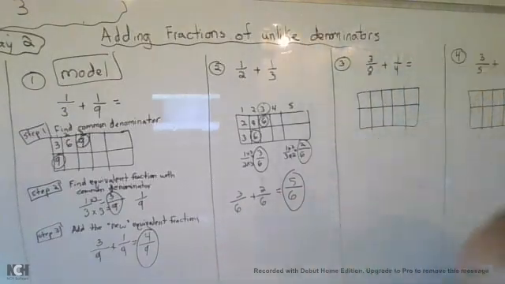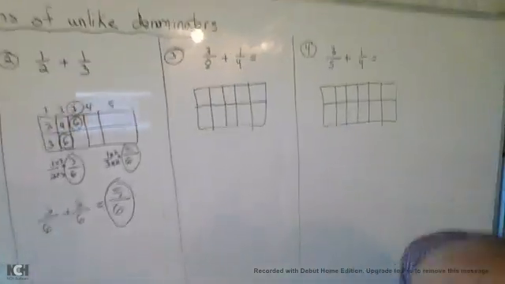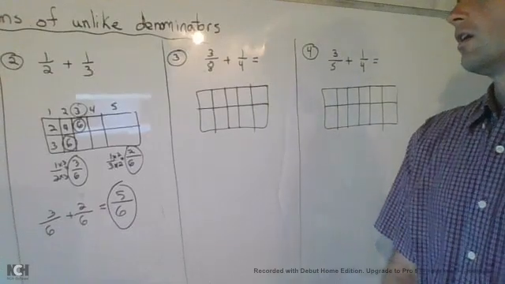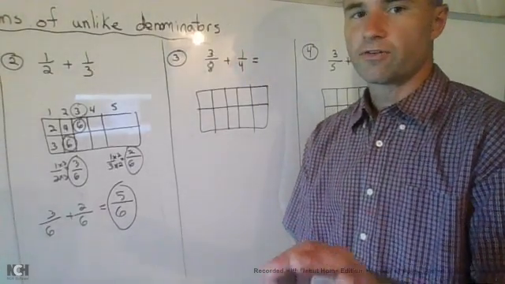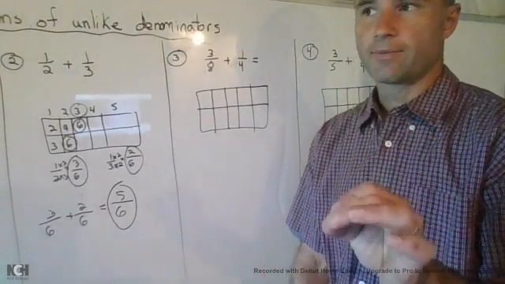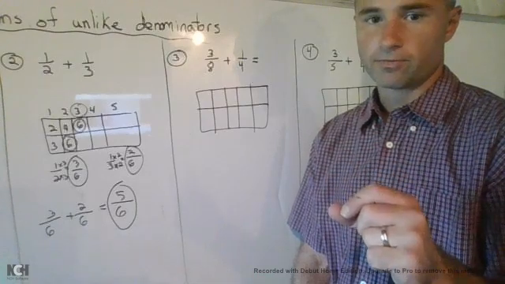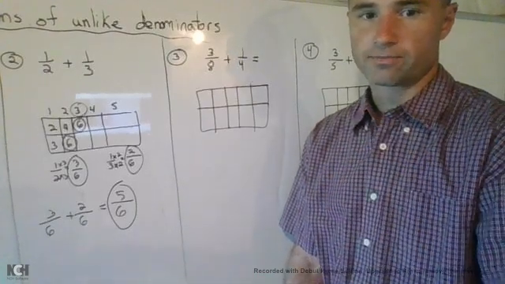All right, let's move on to number 3. 3/8 plus 1/4. Make it easier on yourself. Find the common denominator that's the smallest between the two. Go ahead and do that now to solve.